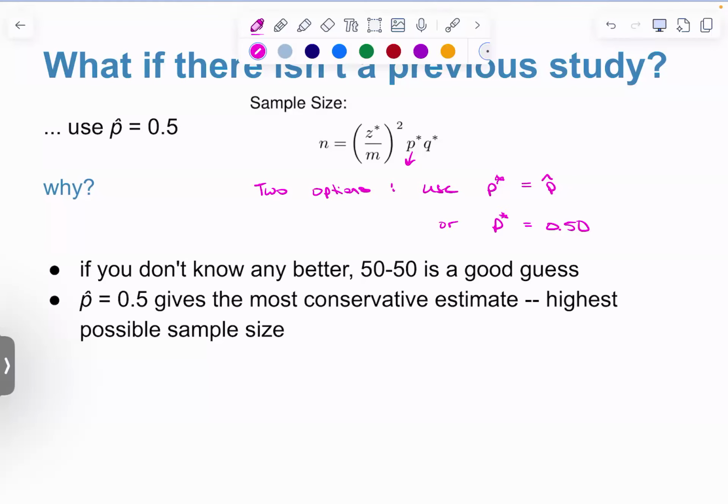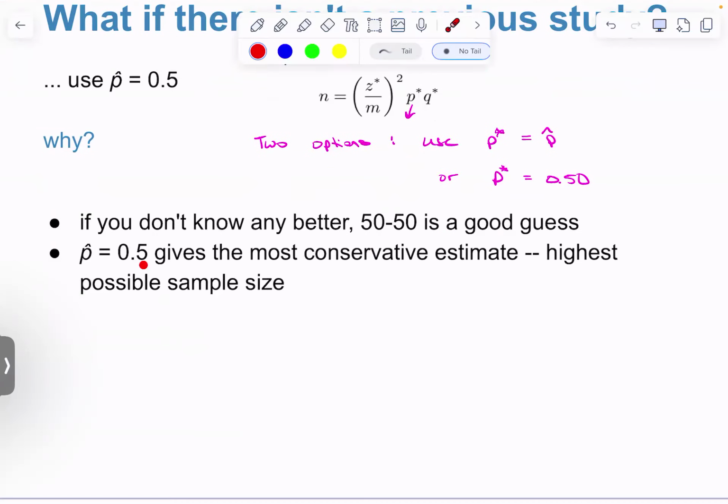Still pretty weird. And the reason for that is twofold. If we don't know any better, then 50-50 is a reasonable guess, right? Why would you choose something other than 50-50? And then you can make adjustments as you go. Okay? But also, using 0.5 gives us the most conservative estimate. And so that's the best way to make sure that your sample size is really truly going to work.